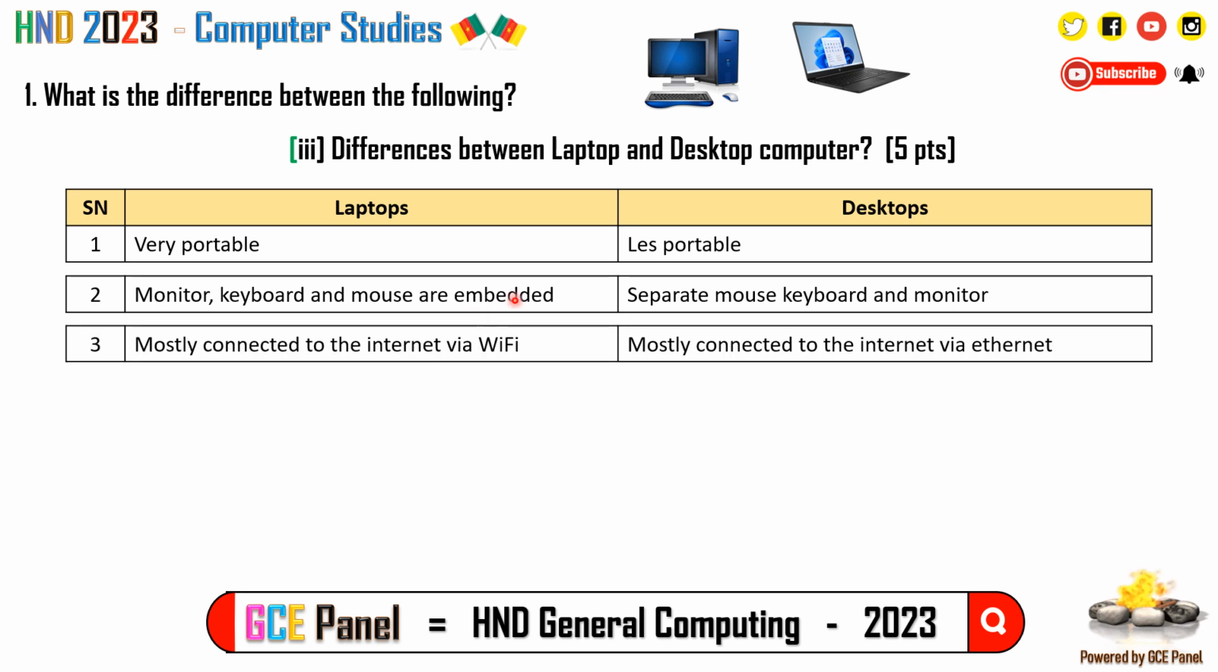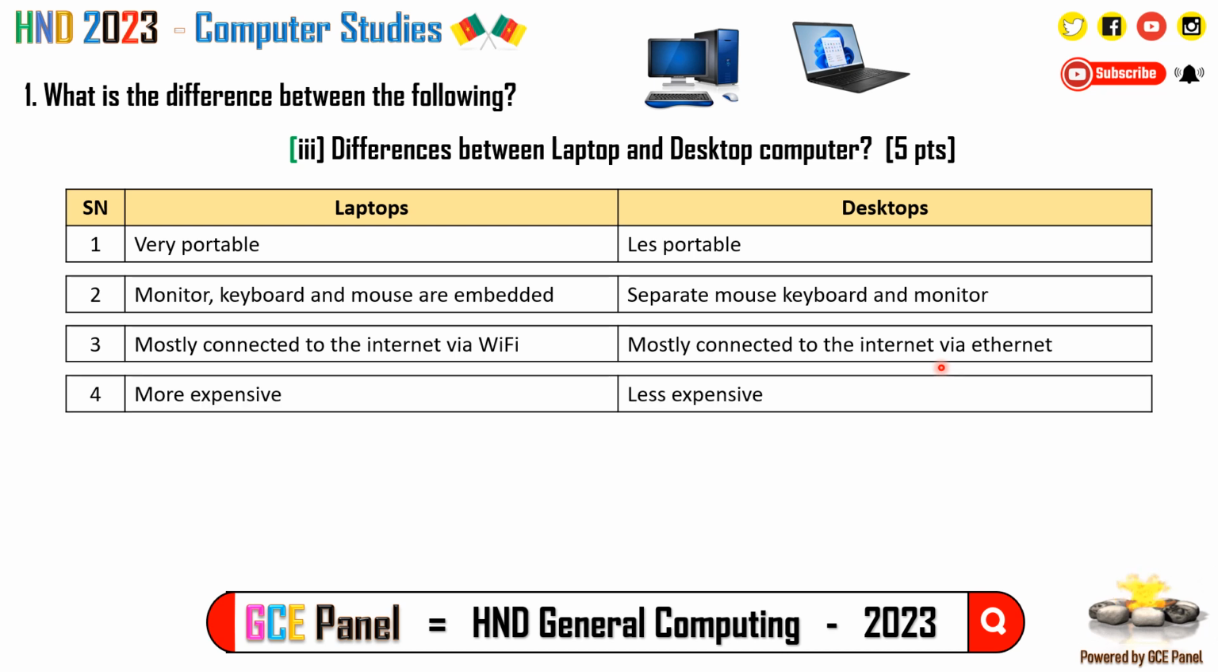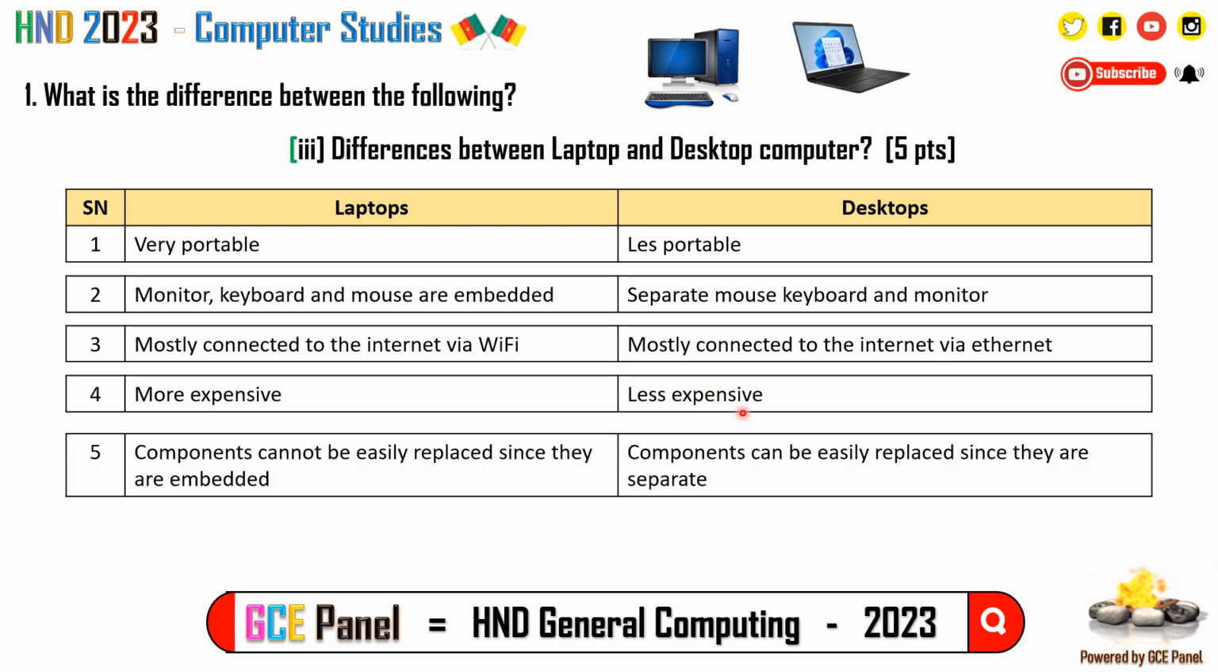For laptops, they are mostly connected to the internet via Wi-Fi, while desktops are mostly connected to the internet via Ethernet cables or Ethernet. Laptops are more expensive, while desktops are less expensive. For laptops, the components cannot be easily replaced since they are embedded. But for desktop, the components can be easily replaced since they are separate.